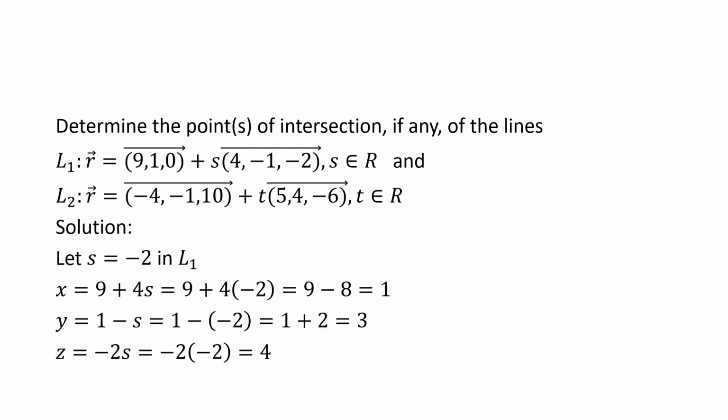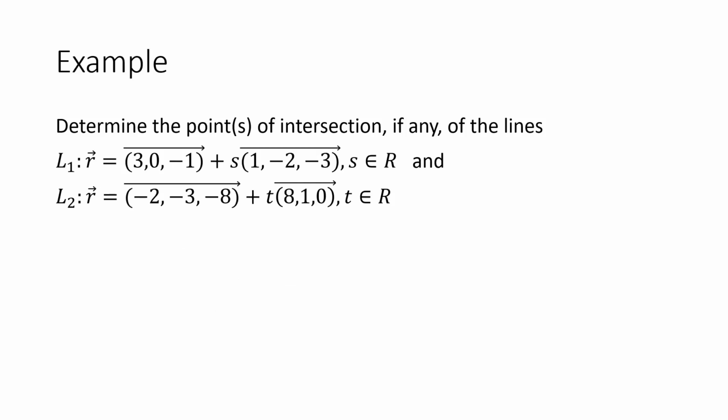So letting s be negative 2, we plug it into the parametric expressions for line 1. And when we do that, we get an x value of 1, a y value of 3, and a z value of 4. So what that means is, letting t be 1 in line 2 would get us the same point. So there's one point of intersection of these two lines at (1, 3, 4). So we have two non-parallel lines intersecting at a single point.